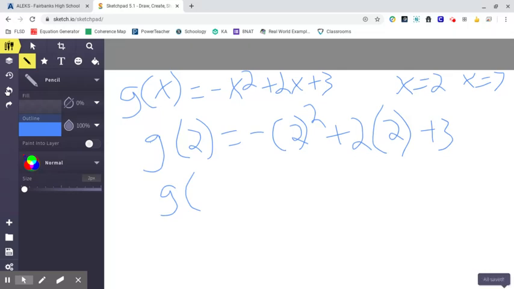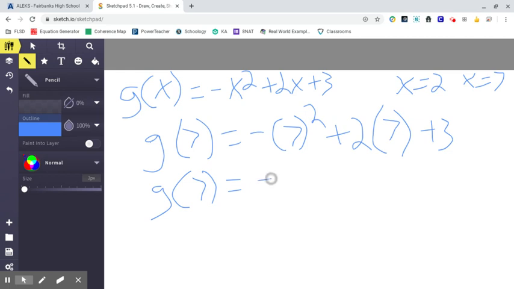All right, now we're going to plug in 7. So g of 7 equals negative 7 squared plus 2 times 7 plus 3. So g of 7 equals negative 49 plus 14 plus 3.